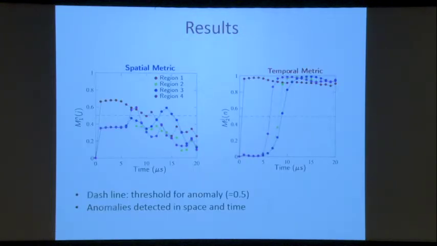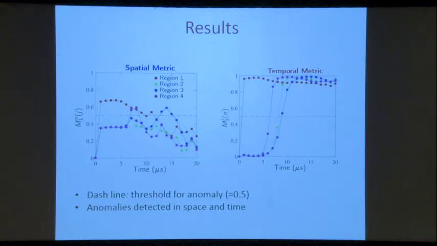So the results of this are shown here for the simple 1D problem, where the dashed line is a threshold for anomaly that we arbitrarily selected to be 0.5. And I'll talk about the sensitivity of that selection in a minute. And again, the 4 regions, region 1 ignited first, followed by regions 4, 2, and 3, as color-coded by red, purple, green, and blue.